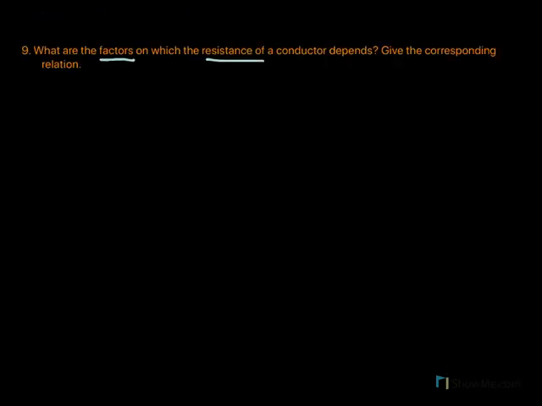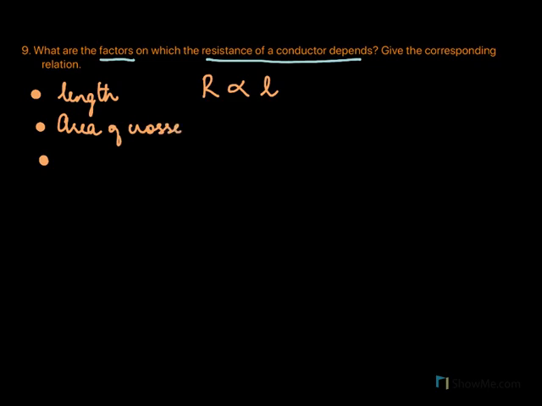On what factors does the resistance of a conductor depend? We've already known that. How many factors? I think there are 4 factors. The first factor is the length, and for the length you'll say resistance is directly proportional to length. The more the length, the more the resistance. Then the other one is area of cross section. Resistance is inversely proportional to area of cross section. The more the area of cross section, the less the resistance.